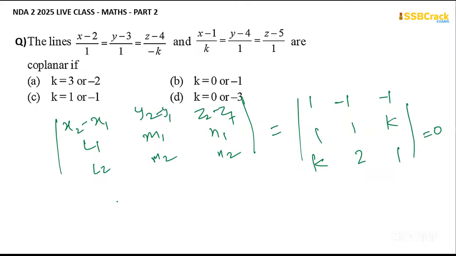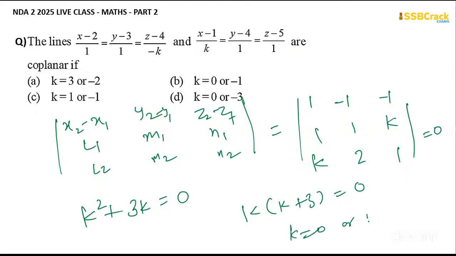Then when you open this determinant, you will get k square plus 3k is equal to 0, that is k times (k plus 3) is equal to 0. It means that k is equal to 0 or k is equal to minus 3. So which is option number D.